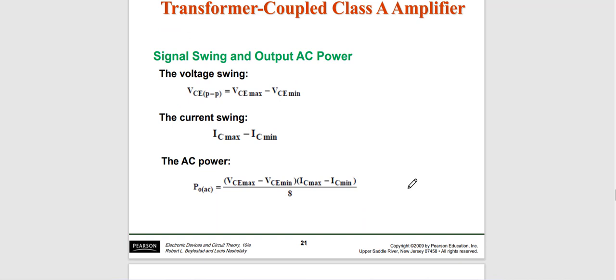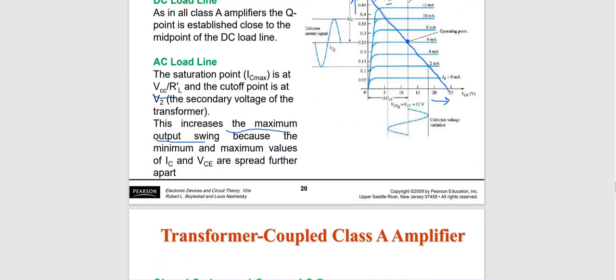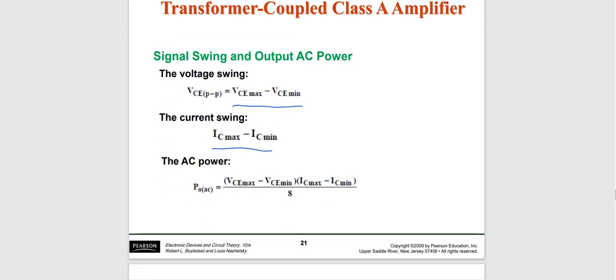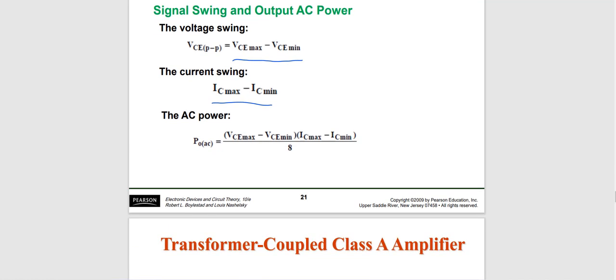This is the signal swing and the output AC power. The VCE peak to peak is equal to VCE max minus VCE min. Then the current swing is IC max minus IC min. So the output AC power is equal to the VCE peak to peak multiplied by the current swing, per 8.